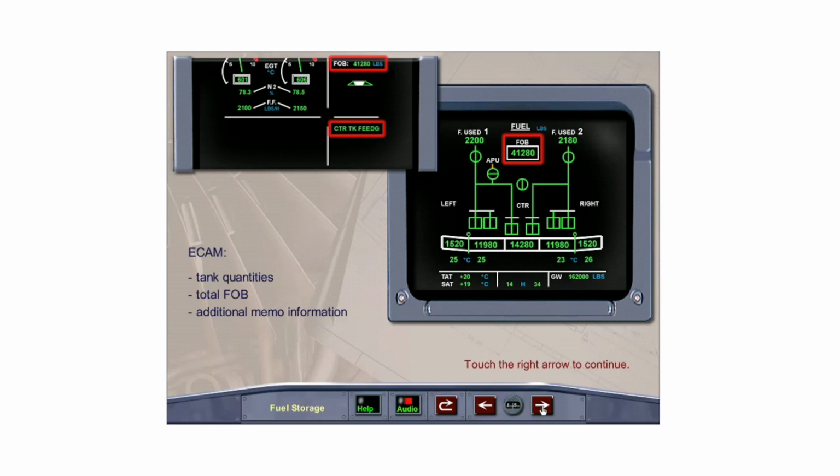The ECAM fuel page displays the fuel quantities in each tank. The total fuel on board is displayed on both the upper and lower ECAM. Additional fuel system information is shown on the upper ECAM memo display.